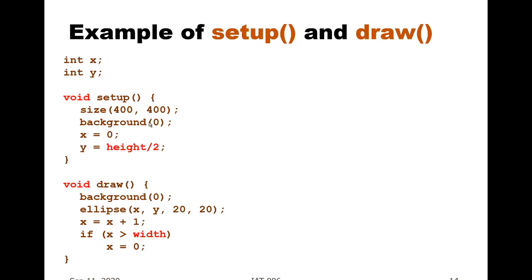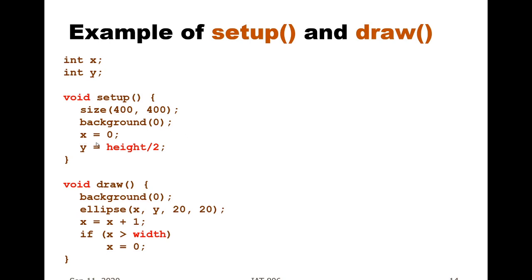Everything between the left brace and the right brace is going to be executed once at the start of the program. The first thing we do here is say size(400, 400). That is calling Processing's size function, setting the size of the drawing window to be 400 by 400 pixels. The next thing is that we call background with 0. That means we clear the drawing area to be all this color. The color is 0, which means black. All the RGB values are equal to 0.